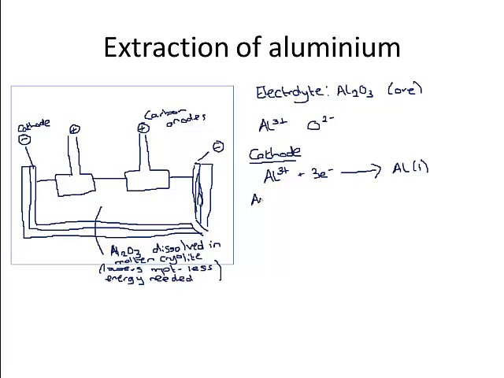The anode is a bit more complicated. Here we have our oxide ions, and they're going to travel to the anode, where they're going to lose their electrons to make oxygen gas. So here's our oxygen gas O2. We need to balance this. 2 O2- goes to give O2, and then we're going to have 2 times 2- here, which means we need 4 electrons on this side.